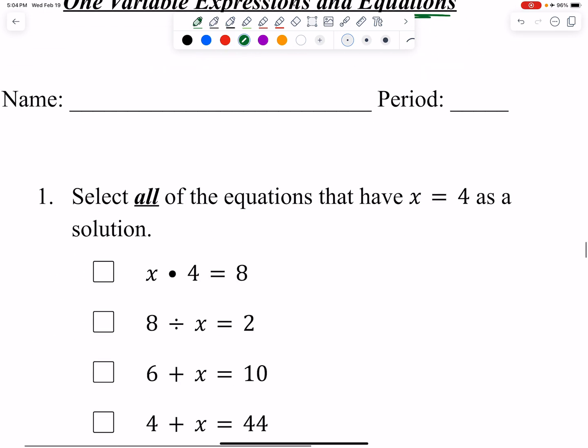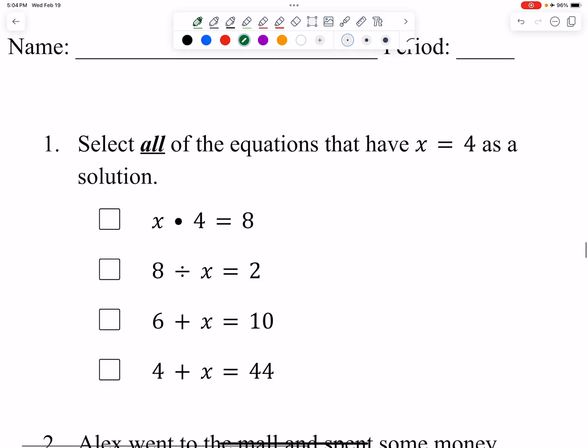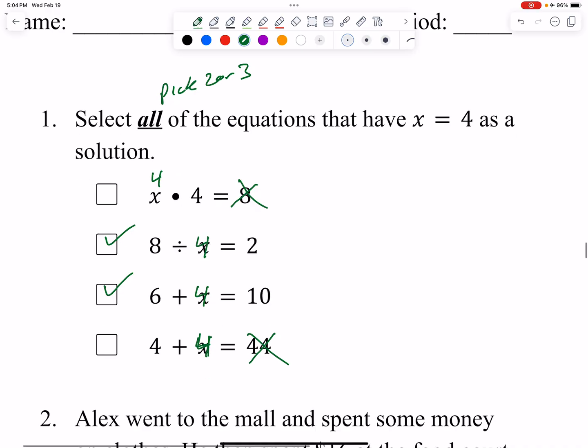Okay, so select all. If there's 4, I'm going to pick 2 or 3. I can't pick one, since it'd be multiple choice, and it's super rare to pick all of them. Select all of the equations that have x equals 4 as a solution, meaning x equals 4 will work. So, does 4 times 4 equal 8? No. Is 8 divided by 4 2? Yes. Is 6 plus 4 10? Yes. Is 4 plus 4 44? No, it is 8. So there we go. We ended up with 2 out of the 4, so not bad.